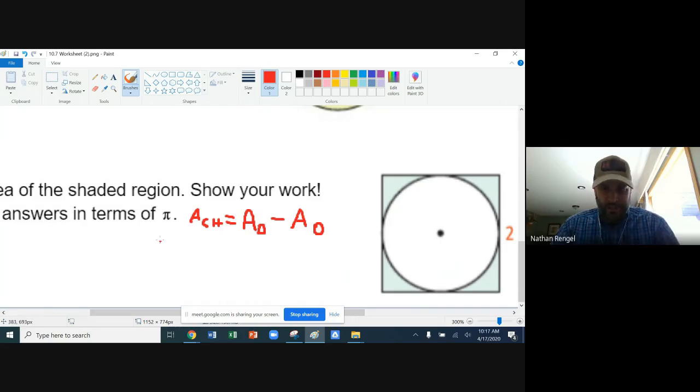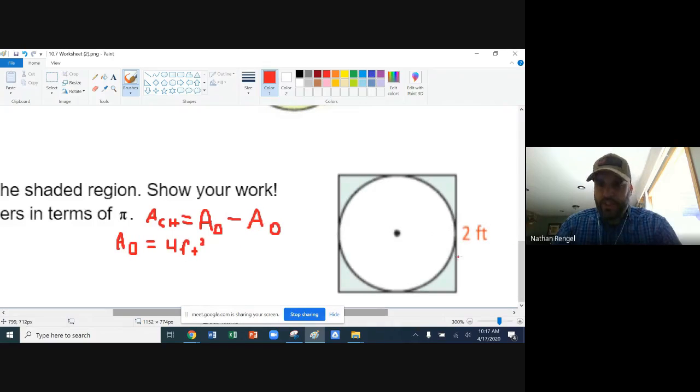So area of the square is going to be 2 by 2. So I don't need to really show a ton of work there, but the area of the square is going to equal 2 times 2, which is going to be 4 feet squared. I'm just going to slide this over. So that's because it's 2 feet on a side. Next, we need to find the area of the circle.